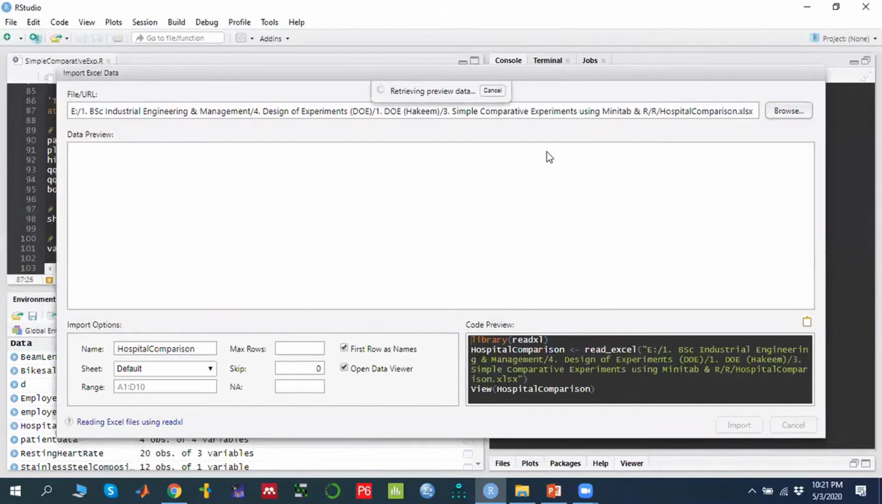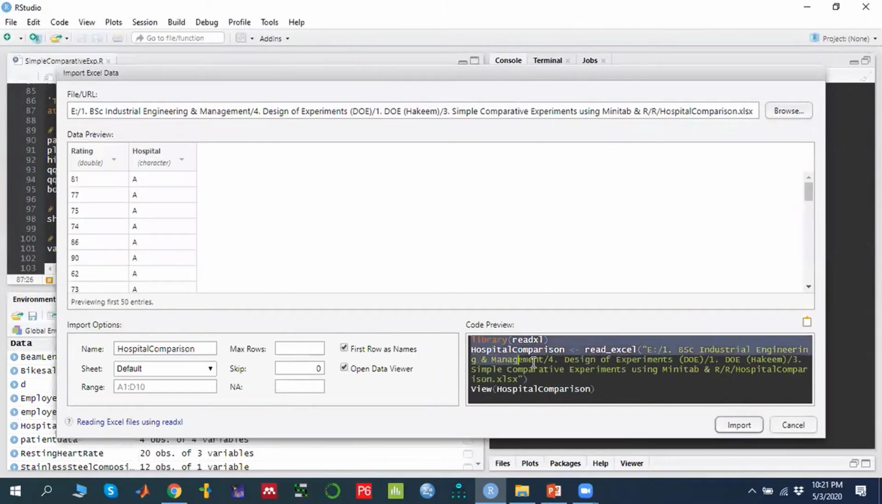When you import the data, R will automatically run the commands that call the library for reading the Excel file, as well as loading that library, or you can say the package, and then saving the entire data set in a variable called hospital comparison. Whatever the file name is, R will make a variable of the same name, and all the data will be stored in that variable.